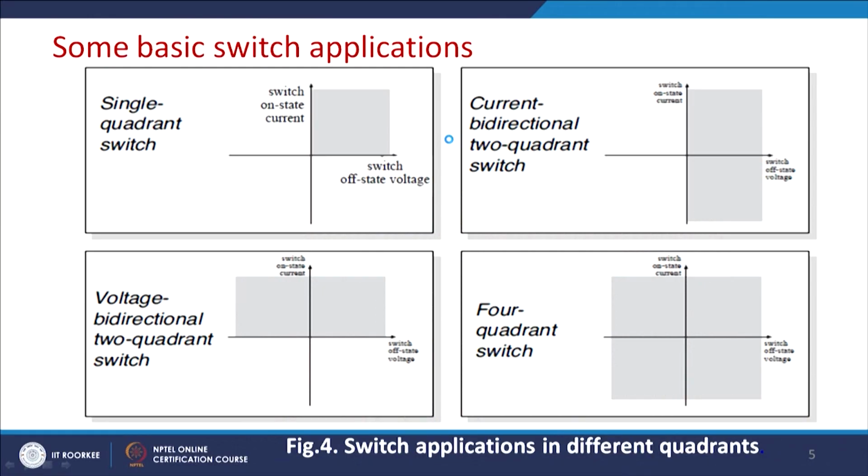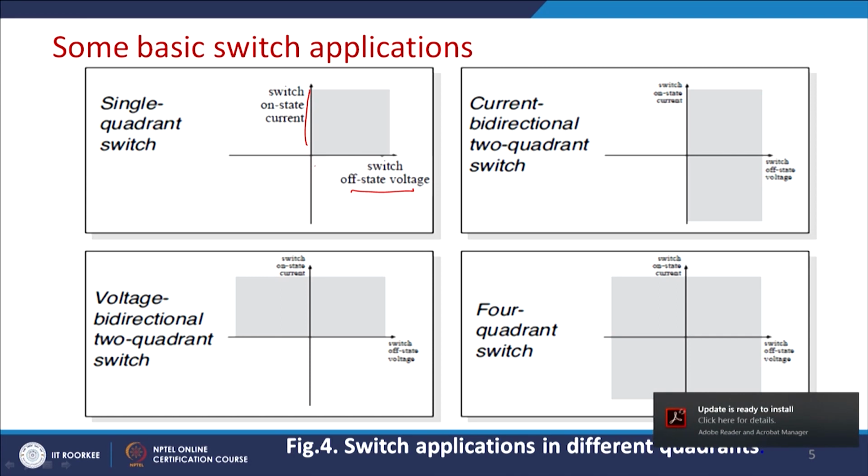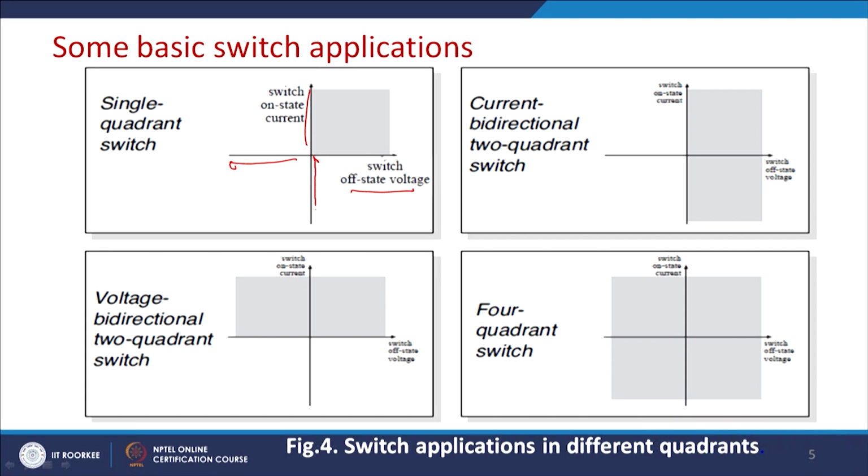We shall see what kind of switch will give this kind of operation. Next, this is a single quadrant switch where this is the switch off state voltage and here it is the switch on state current. So the switch does not have reverse blocking capability in this direction, and does not have reverse current flowing capability in this direction.